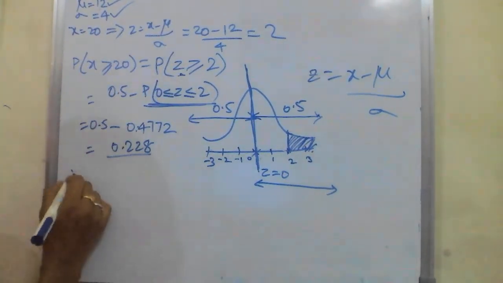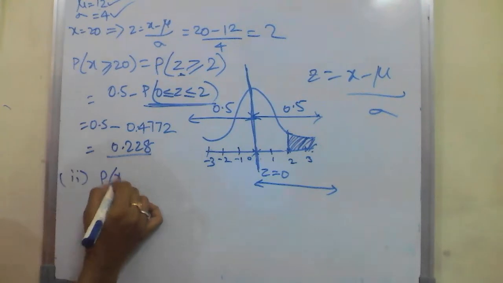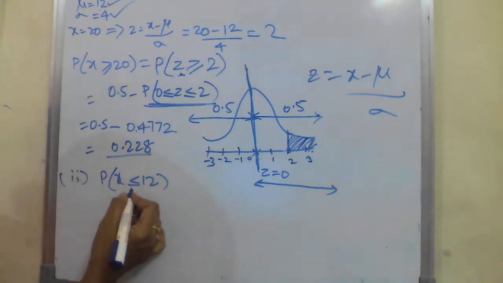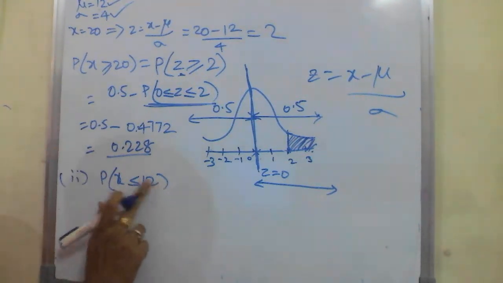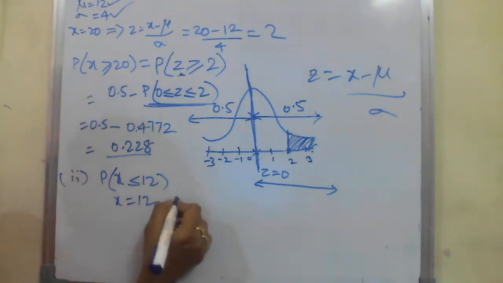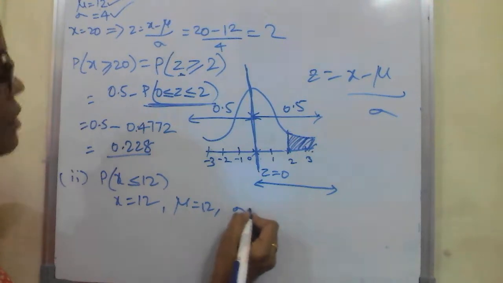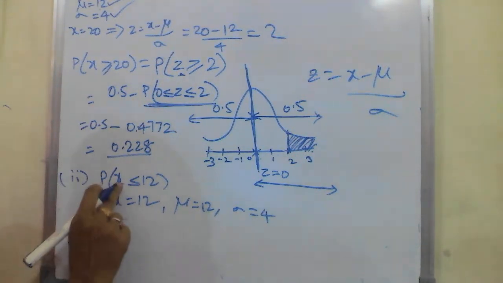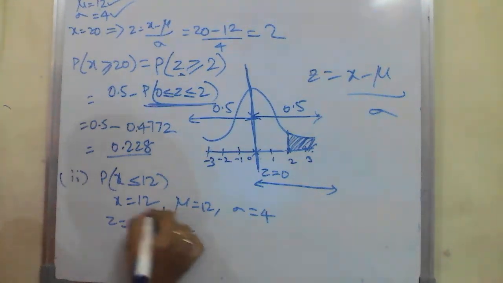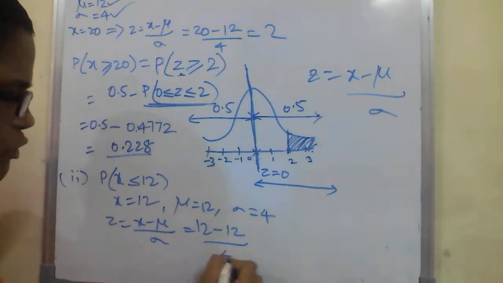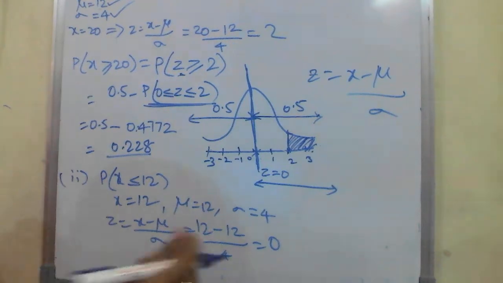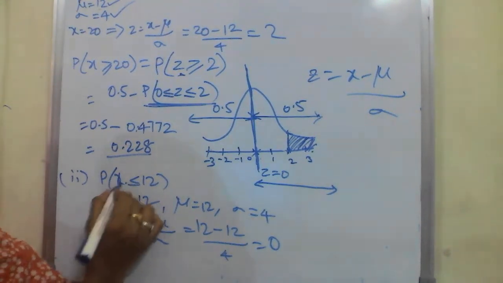So the next problem you have is the probability of X less than or equal to 12. I told you, whatever symbol is given, forget about less than or equal to, greater than or equal to, whatever you have. Only consider the number that is here. So I'll take my value of X as 12, mu is 12, sigma equal to 4. So convert X in terms of Z. Z equal to X minus mu by sigma. So X is here 12 minus mu is 12, by 4. This is 0.